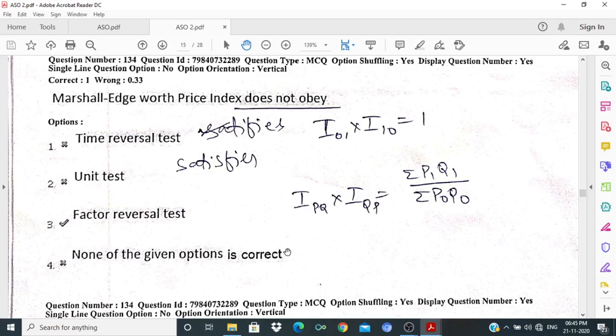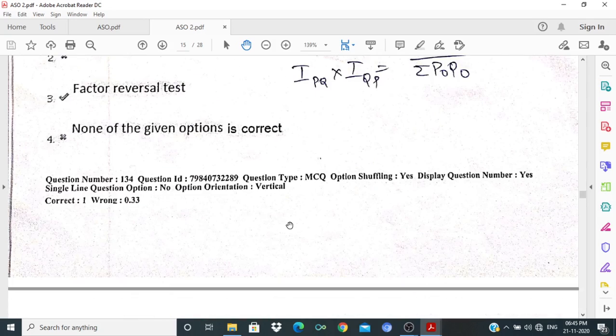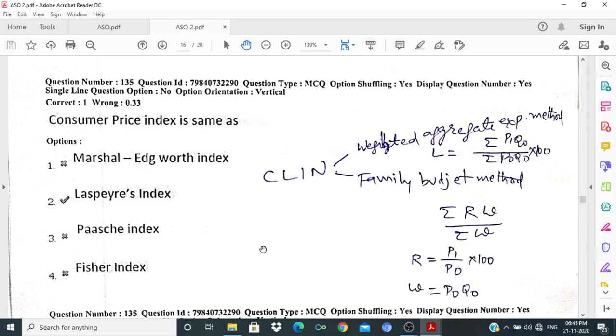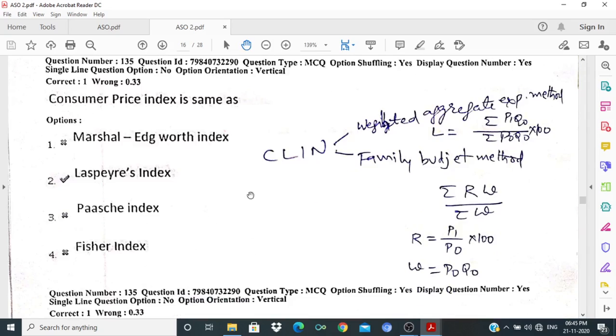Marshall-Edgeworth price index number does not satisfy the factor reversal test. ME satisfies the time reversal test, whereas this is the formula for time reversal. This is for factor reversal. Consumer price index number is the same as Laspeyres index number. There are 2 methods for finding cost of living index numbers or consumer price index numbers.